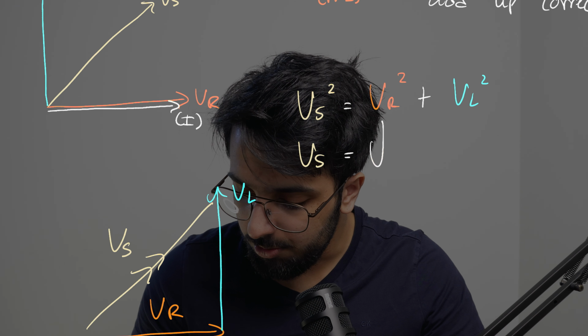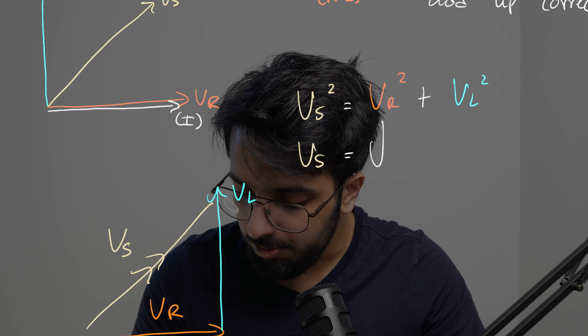And if we want to figure out our phase difference between the voltage of our resistor and the voltage of our supply, this is obviously this angle right here, okay? And that angle corresponds to this angle in our triangle. So in order to find this angle, theta is equal to the inverse tan of opposite, which is our VL, all over adjacent, which is our VR.